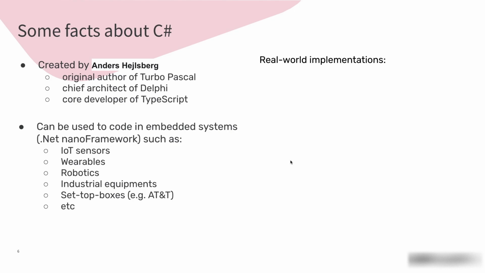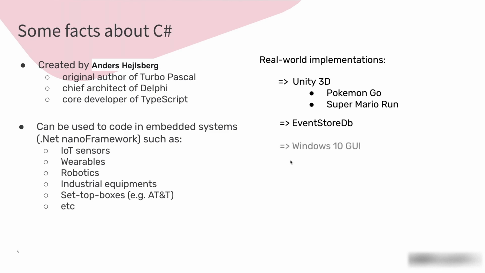And three examples in the real world would be the famous Unity 3D gaming software. You probably heard of Pokemon Go, Super Mario Run, EventStoreDB, which is an event sourcing database, and Windows 10 GUI.